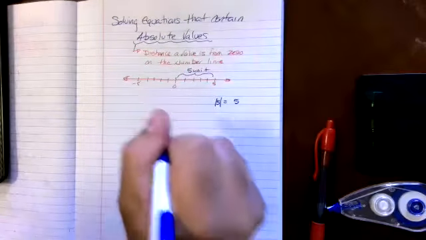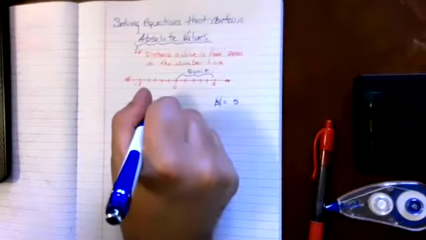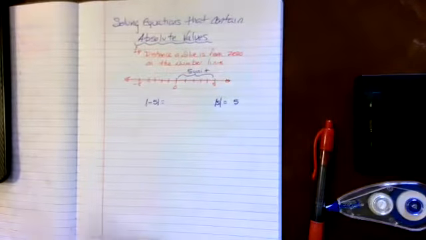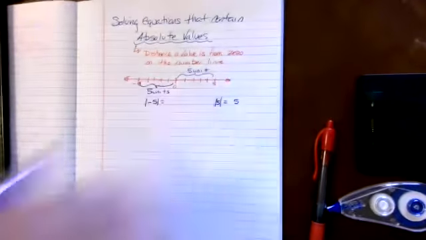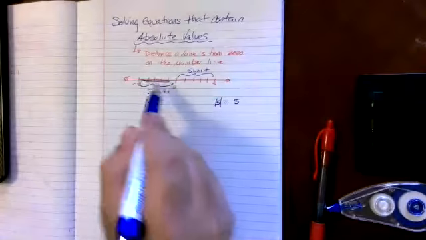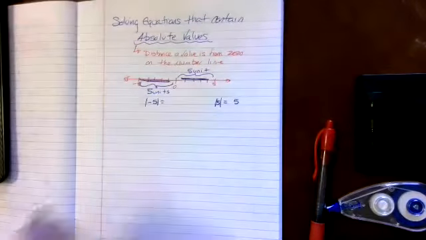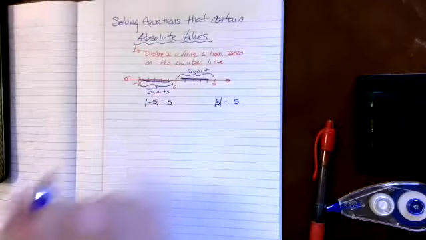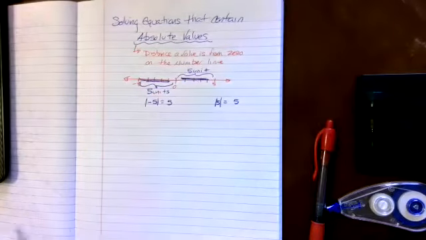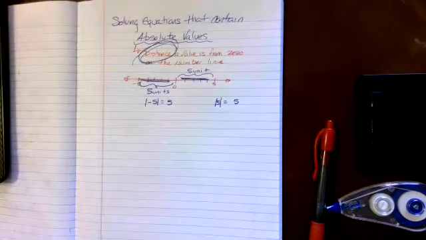The absolute value of -5 would be measuring this distance, which is also 5 units. Right? This distance is the same as this distance. The absolute value of -5 is also 5. Distances are always positive, right?